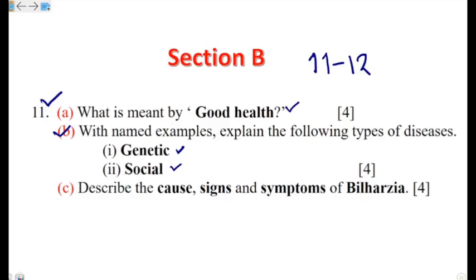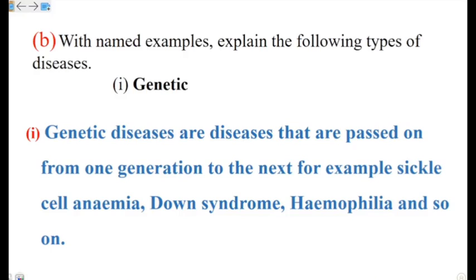When we talk of genetic diseases, we are simply talking about diseases that are passed on from one generation to the next generation, or inherited diseases that are passed on from parents to offspring. For example, sickle cell anemia, Down syndrome, hemophilia, and so on. These are what we call genetic diseases. Genetic diseases are diseases that are passed on from one generation to the next.